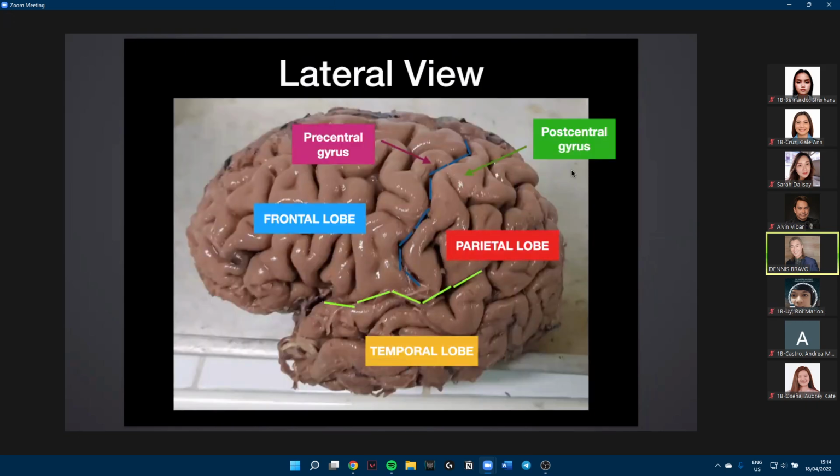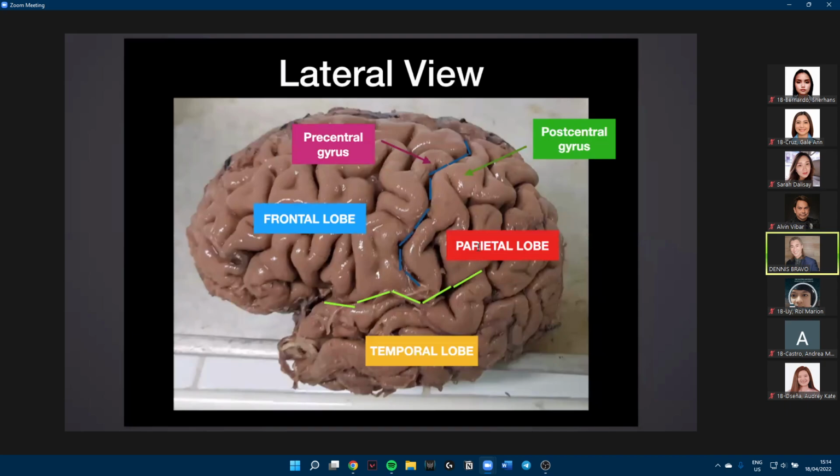Okay, now let's take a look at some of the details that can be seen on the lateral view. Let's use the central sulcus of Rolando as our landmark. Immediately anterior to the central sulcus of Rolando is this very important gyrus. We call it the pre-central gyrus. Well, the name makes sense because it is located just anterior to the central sulcus of Rolando. Immediately posterior to the central sulcus of Rolando is the post-central gyrus, which is part of the parietal lobe.